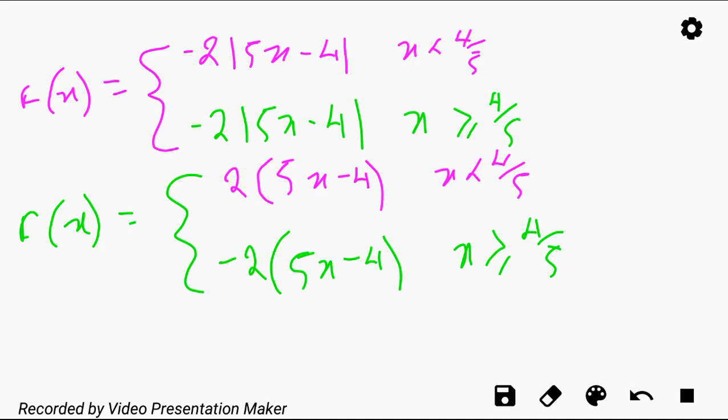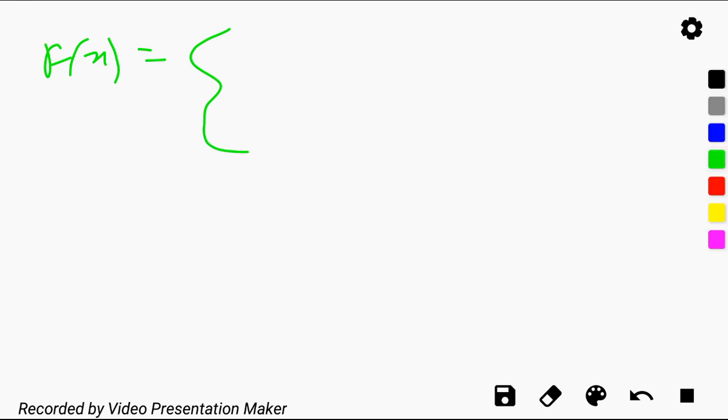Cool. So the next thing I'm going to do is evaluate both of my expressions. For the top, I'm going to have 10x minus 8, and for the bottom, I'm going to have minus 10x plus 8. So these are my two equations that I'm getting from my modulus function. I can write them as follows, where f of x is equal to, the first one was what?